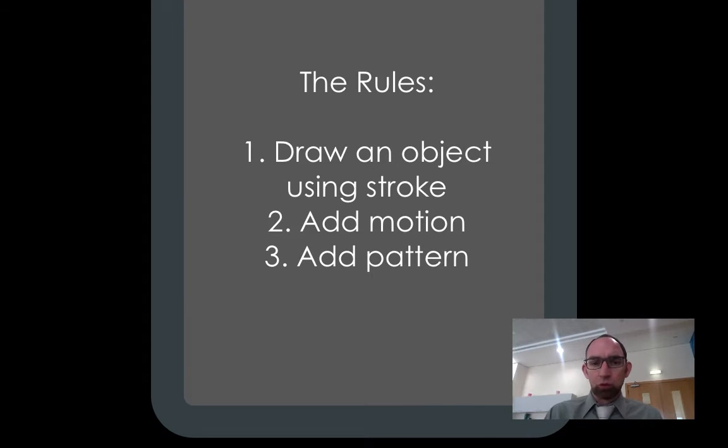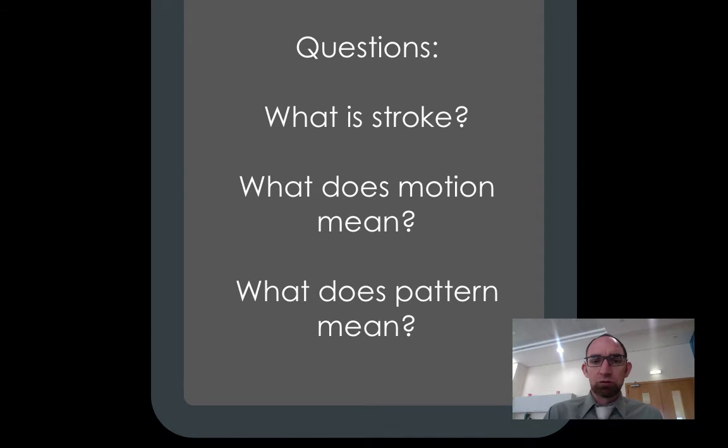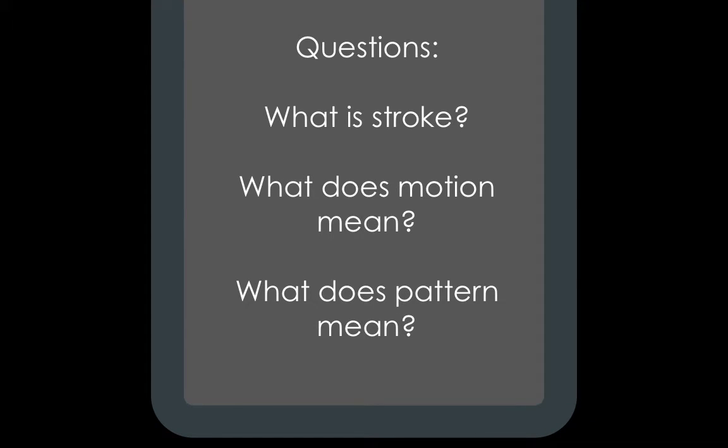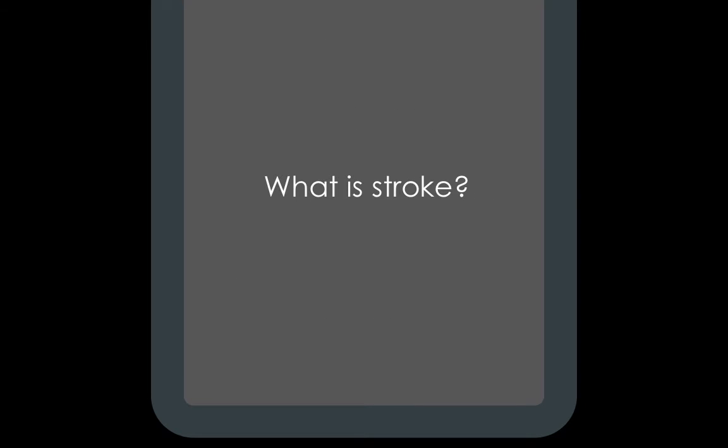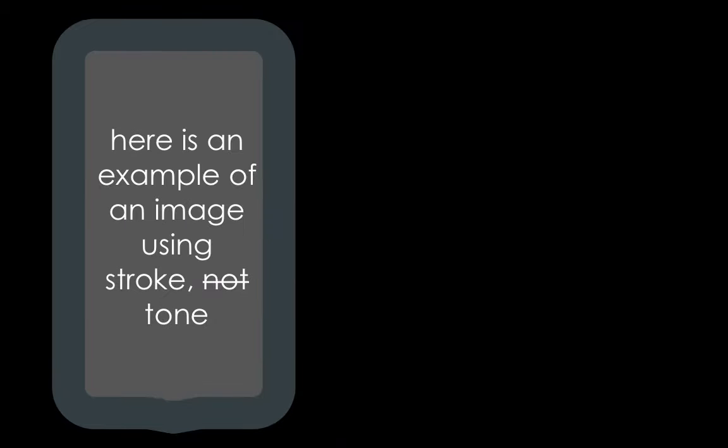So the basic rules are that you need to draw an object using stroke and add motion and add pattern. So that is, you're going to use something called stroke. That's the first thing. What is stroke? What does motion mean? And what does a pattern mean? How are we using that? First of all, what is a stroke?